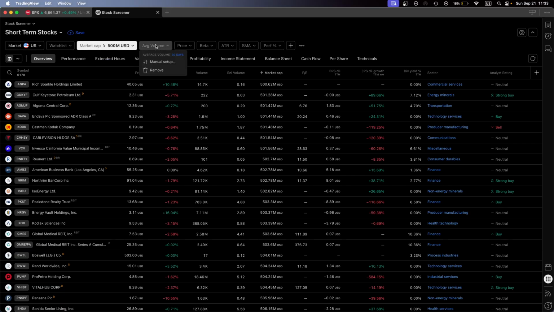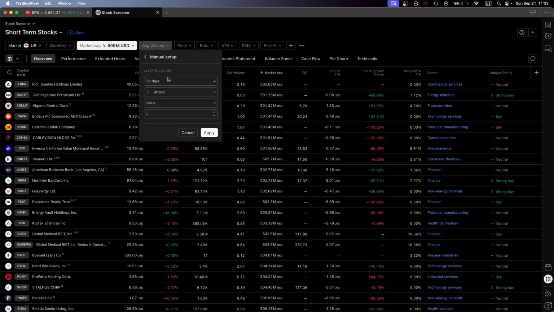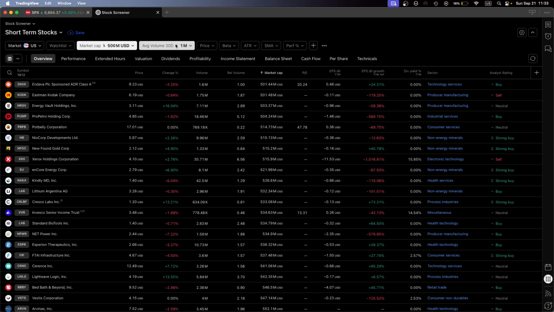So next thing is average volume, manual setup. We want the average volume to be higher than 1 million. So this is 1 million. So now the average volume is above 1 million.